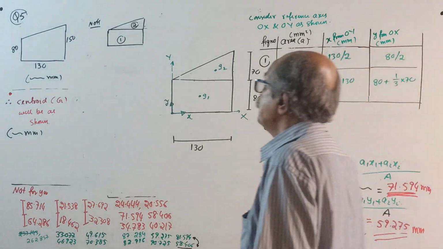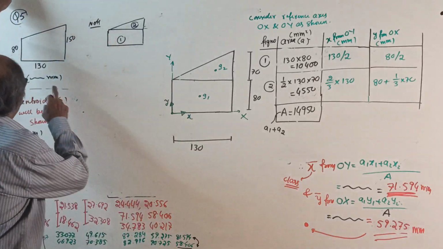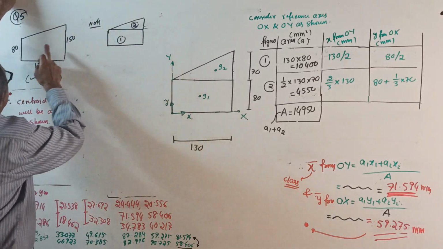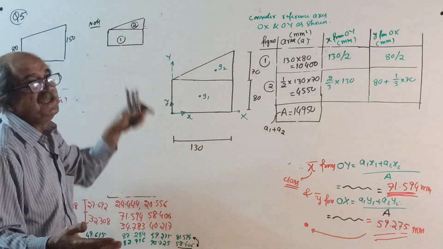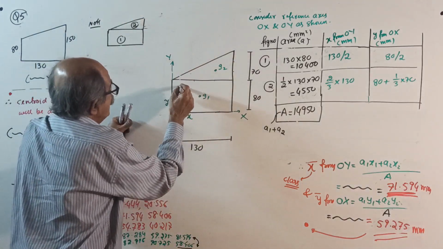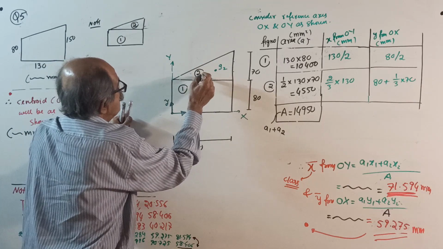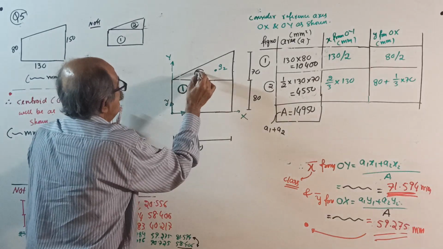Start. Question number 5. I wrote the sketch here, already given for you, all in millimeter. Note, we will divide like this. We will take bottom 1 and top 2, just for a change. You can take 1 and 2 any way. Draw a neat sketch here. See, this is 1, this is 2. Okay, in green color. 1 and 2, okay, parts.